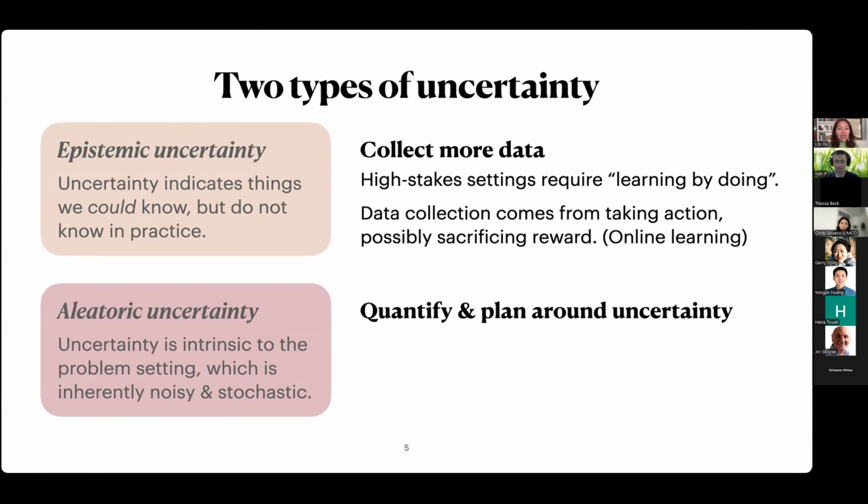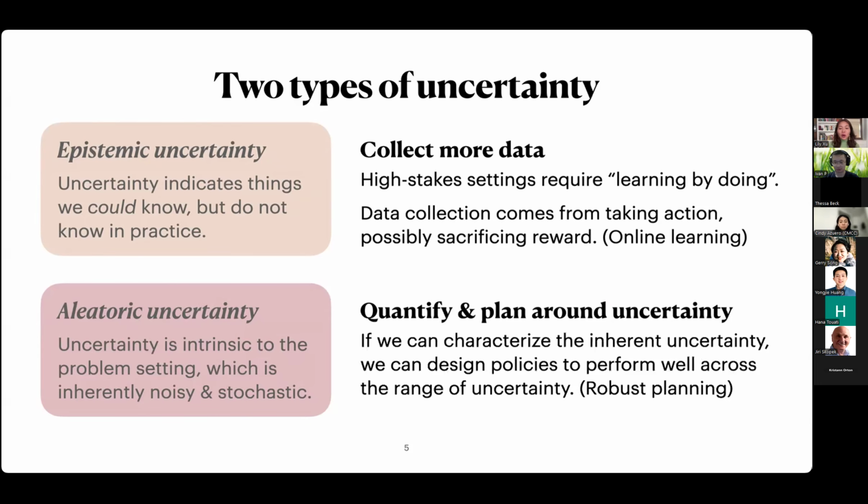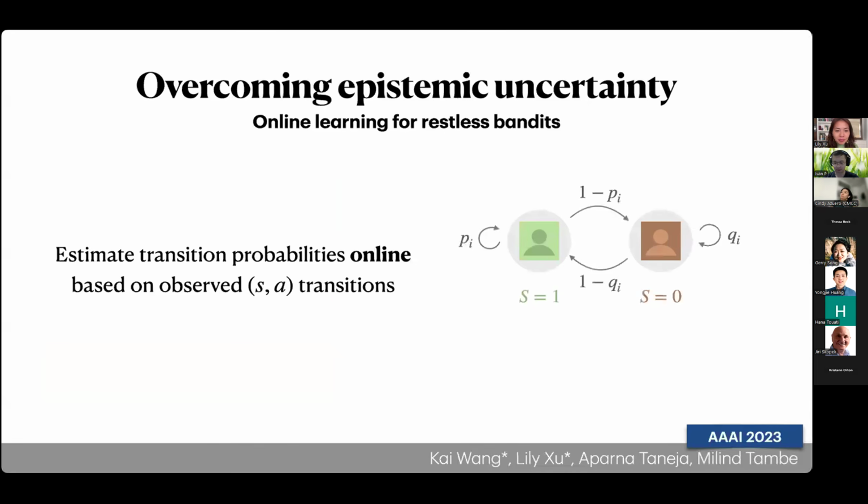Okay. And then in the case of aleatoric uncertainty, where there's just intrinsic noise in the problem setting, what we want to do is quantify, if possible, the amount of noise and then plan around that using robust planning. So if we can characterize that underlying uncertainty, then we can design policies that will be more guaranteed to perform well across that space of uncertainty. So this is a space of robust planning. And then I'll talk here about some work that I've done thinking about addressing both online learning and robust planning. Okay, so we are broadly working in the space of restless bandits.